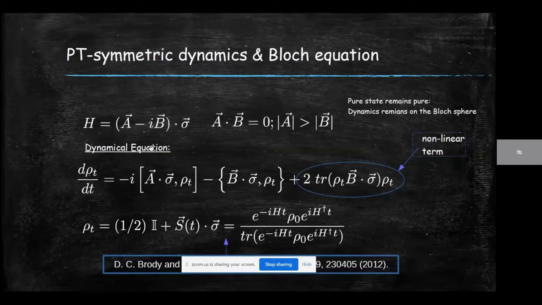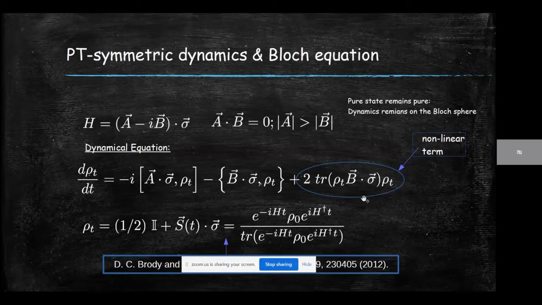Now, the dynamics of a given state under such evolution, which is governed by this non-Hermitian Hamiltonian, can be written down with this dynamical equation here, which has three different terms. Two of the terms are linear, and the final term that you can see here is a nonlinear term.